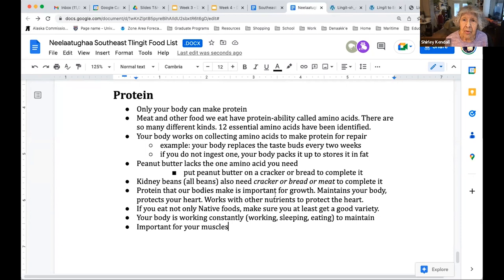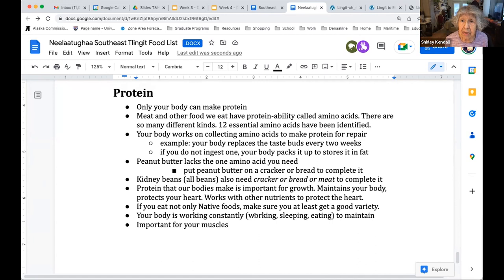And somebody says, buy my bottle of pills. It's good protein. Your body makes protein. I don't know exactly how they can put it in a bottle. So, okay, protein. We're going to go to calcium.